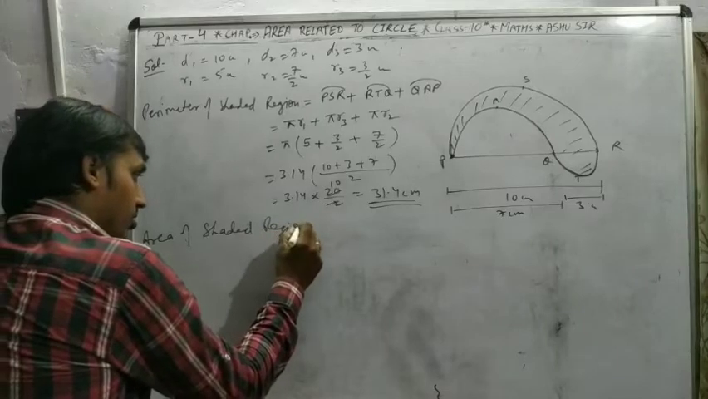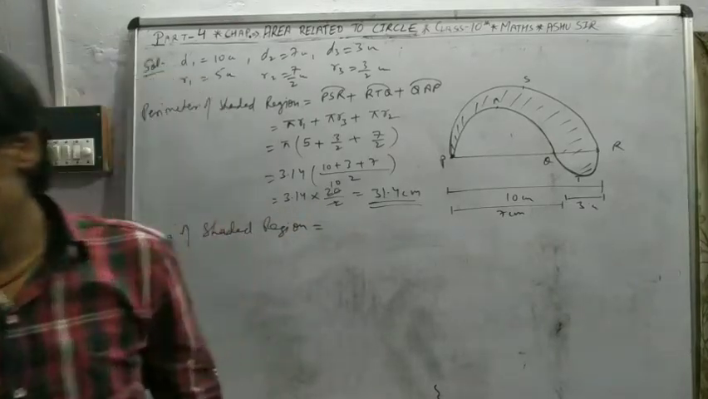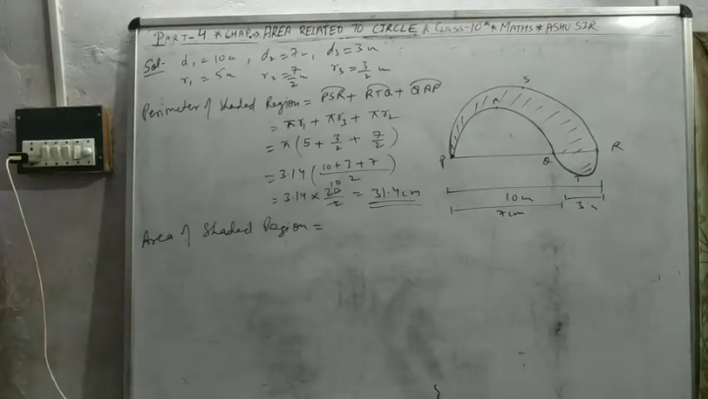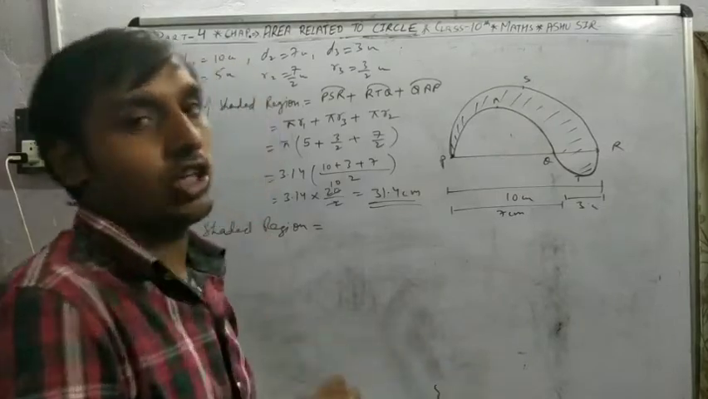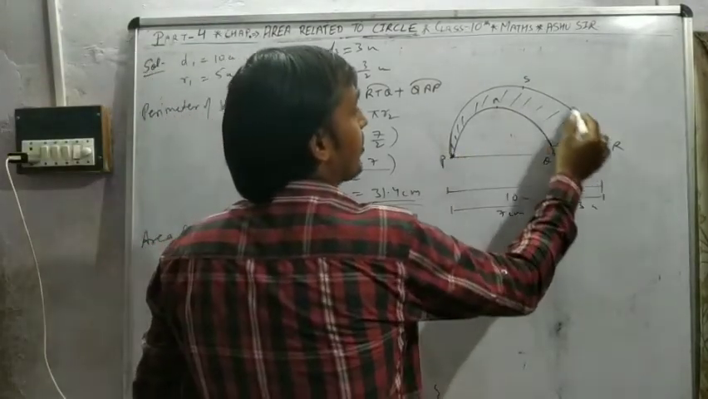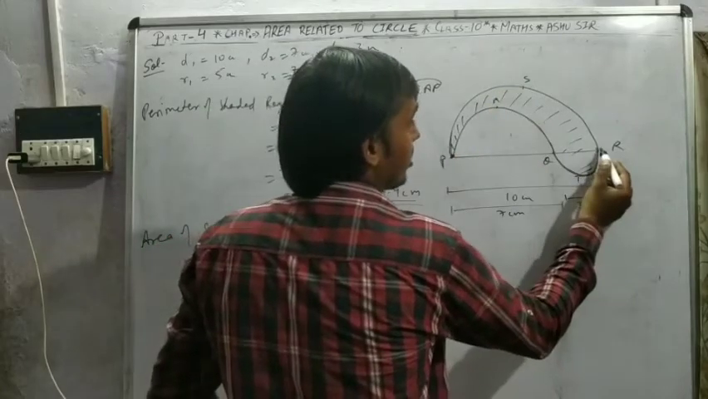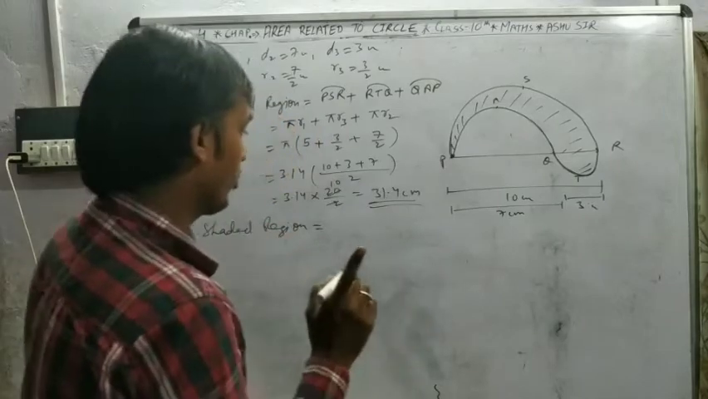That's very good for you. Area means you have to see the logic, what parts are included and which are not included. If I say this is the big semicircle, and from this big semicircle this part is not included, so what do we write here?